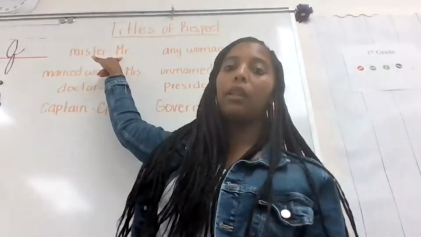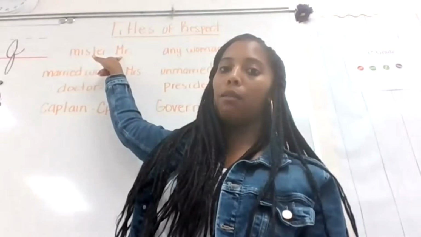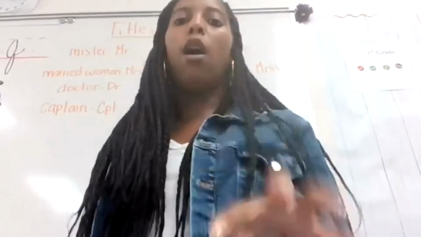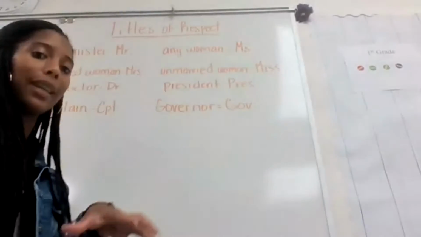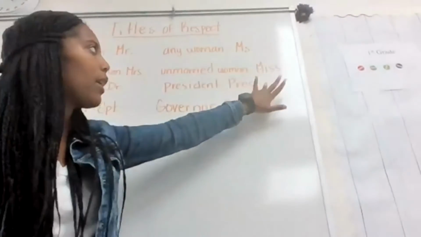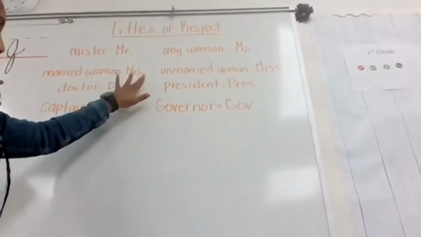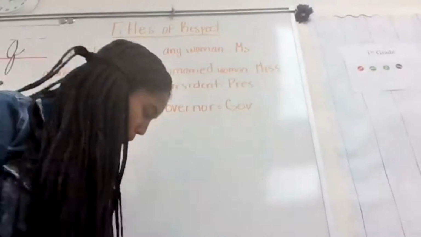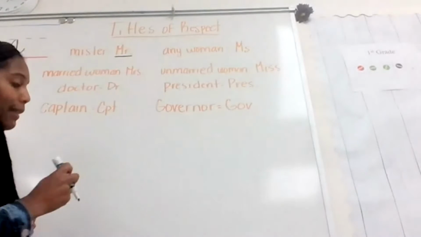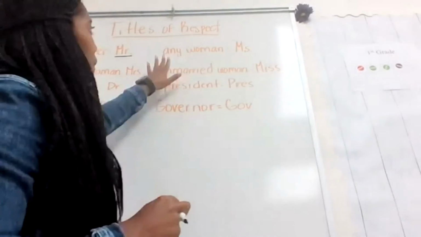This is the way we normally write Mr.: M-R dot, capital M-R dot. All of the titles of respect start with a capital letter, and they all have this dot, or we could say kind of like a period behind it. All of them, okay? So this one, Mr., is capital M-R dot. Next, we have any woman.